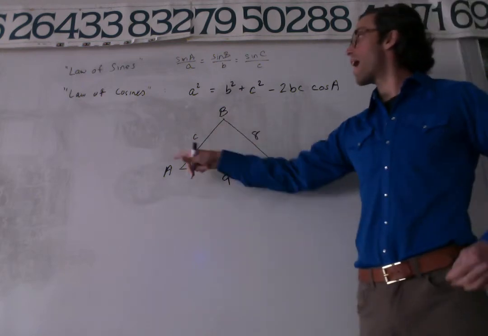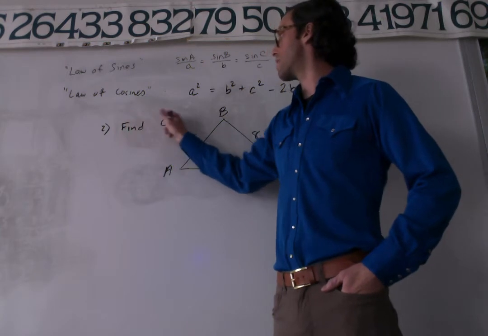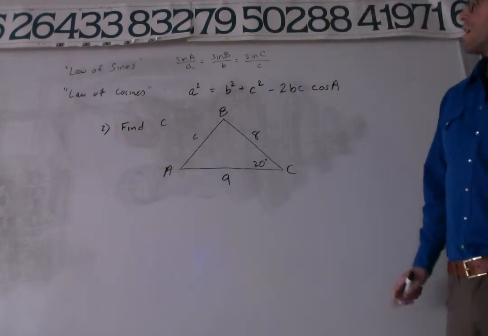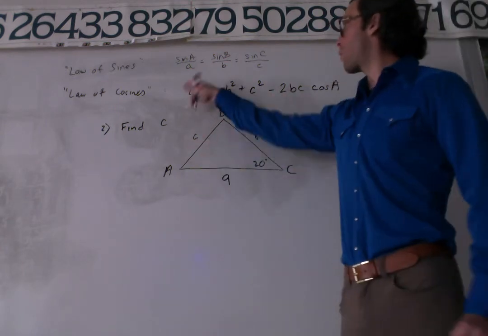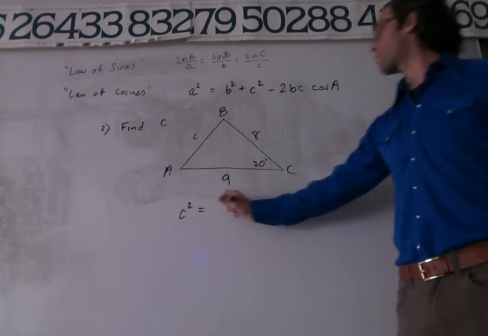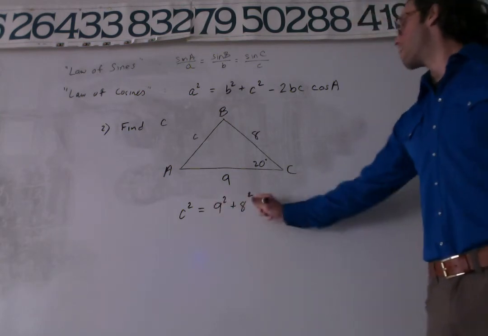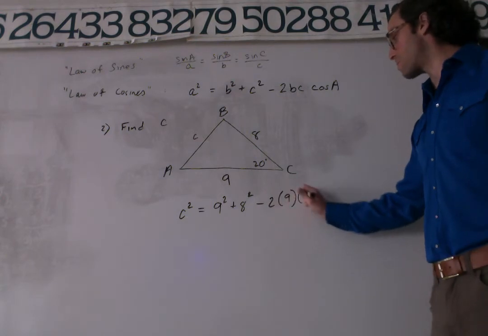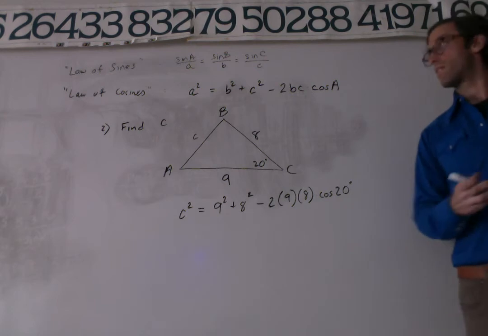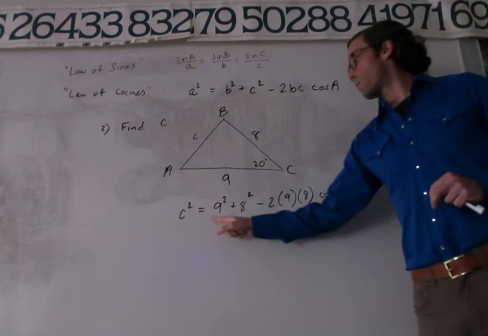Because we're looking for this side, I'll call it problem 2, I'll say find the length of side c. That should be a lowercase c. All right? Because we're looking for that side, we'll start the equation with c squared. That side by itself squared equals the sum of the squares of the other two sides, doesn't matter what order you go in, minus 2 times their product, so 2 times 9 times 8, times cosine of the angle that is opposite the side we're looking for. Okay? So c squared equals all this stuff.